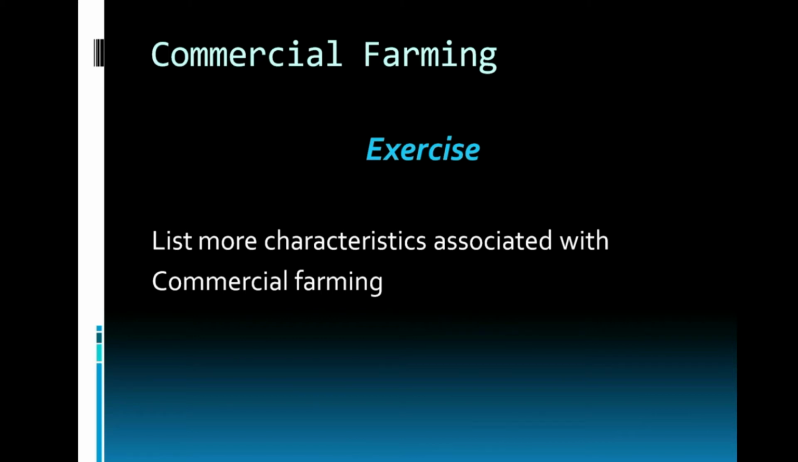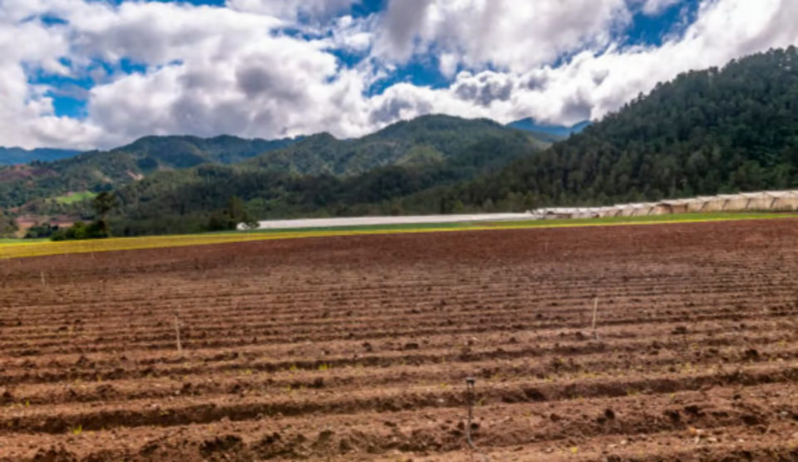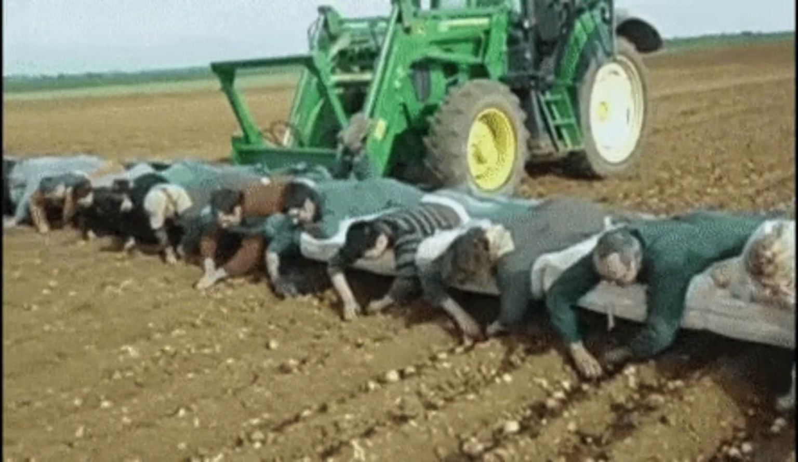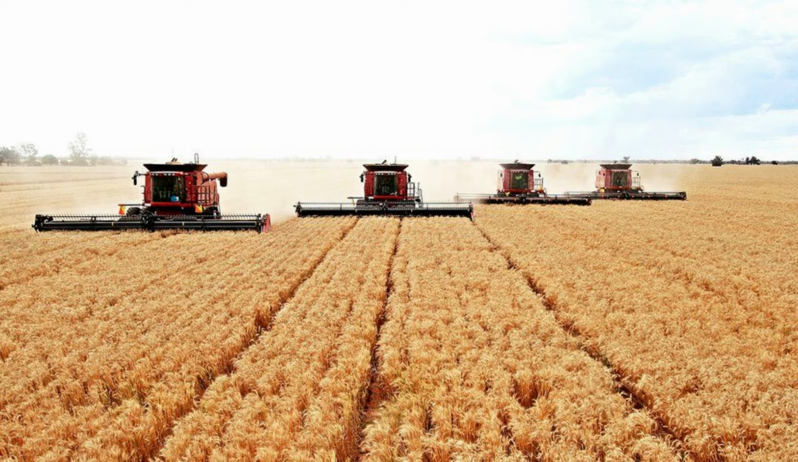Now, first and foremost, for commercial farming, large expanses of land are associated either for the cultivation of crops or for the rearing of animals. Secondly, we must bear in mind heavy machinery is in fact utilized, which adds to the efficiency where certain tasks can be executed in a timely manner.